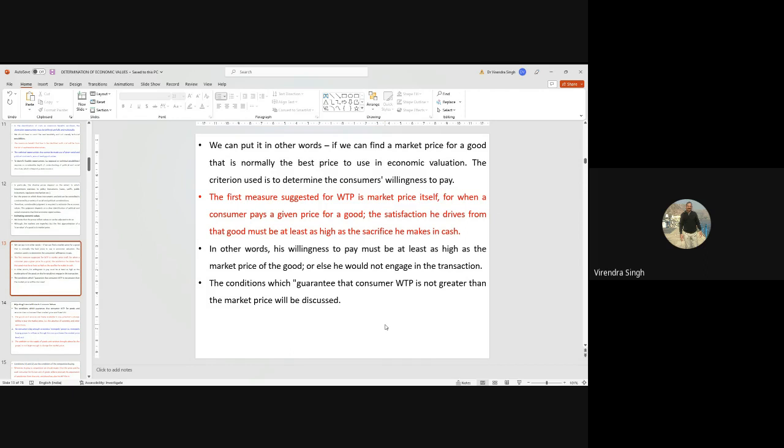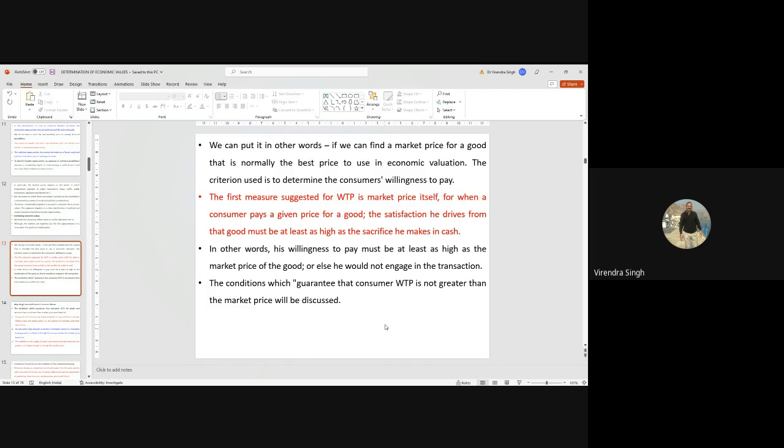So one must compare this sacrifice, and the price depends on this: how much satisfaction one is deriving and how much sacrifice one is making. If the satisfaction derived is not more than the sacrifice, one is not ready to buy. So it is an important consideration actually.